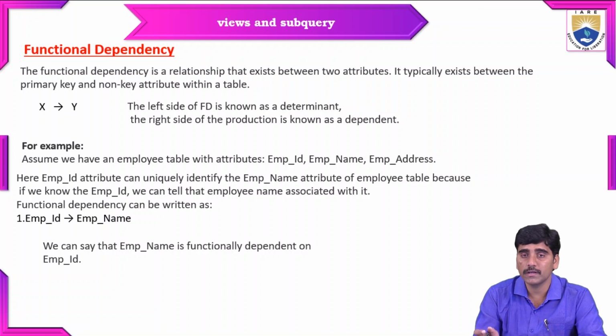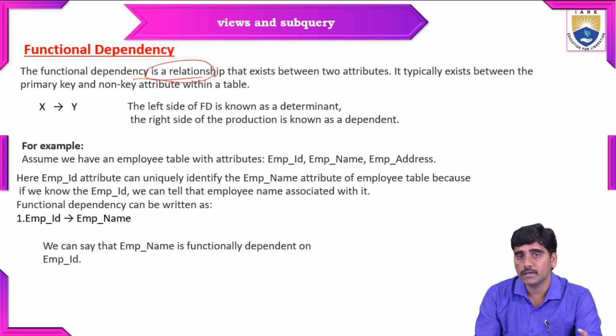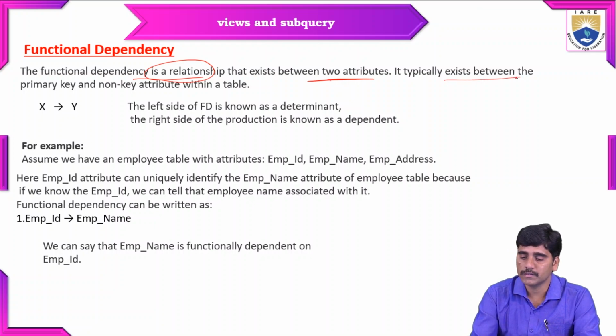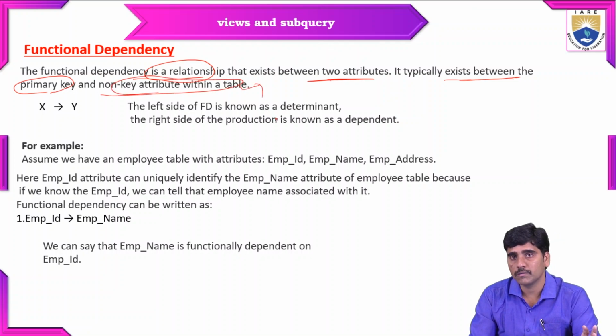So functional dependency is nothing but what? It is one type of relationship that exists between two attributes. It typically exists between the primary key and a non-key attribute within the table. So the relationship between the primary key and non-primary key is called a functional dependency. Indirectly we can say that the relationship exists between two attributes.